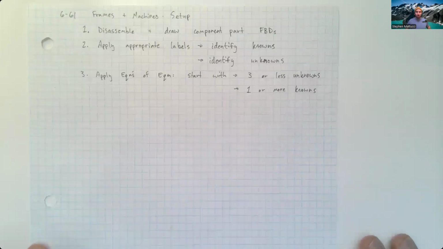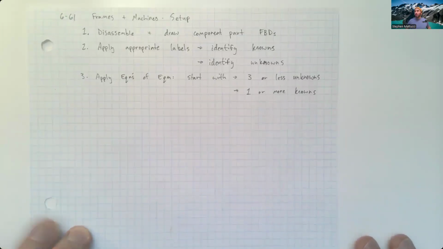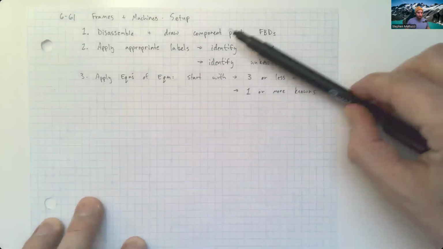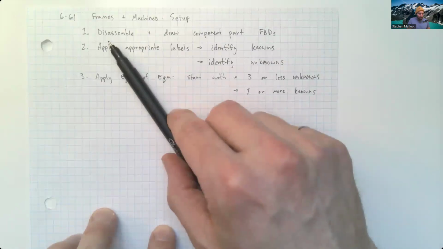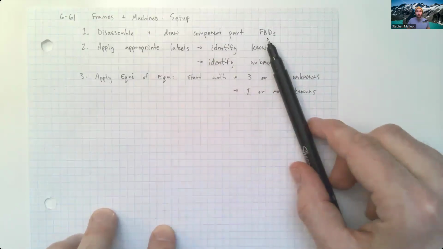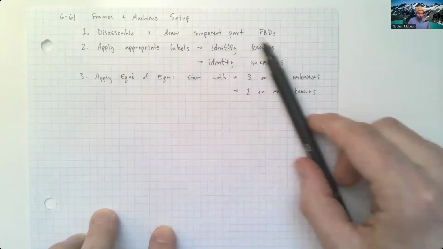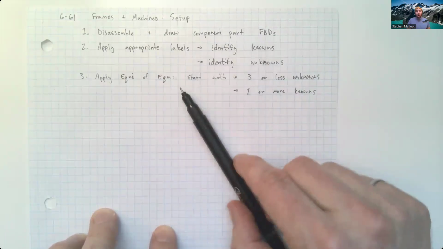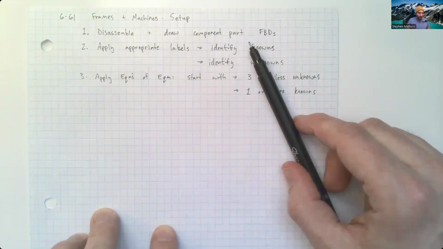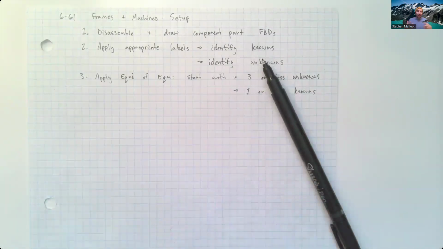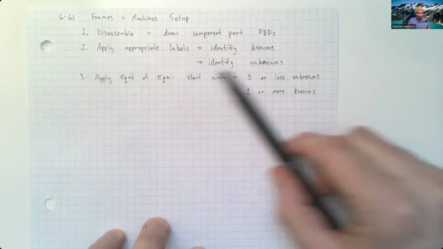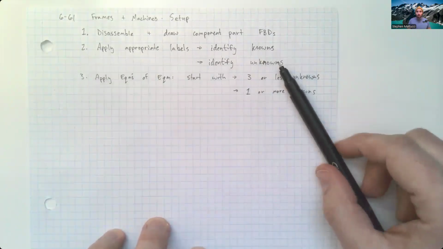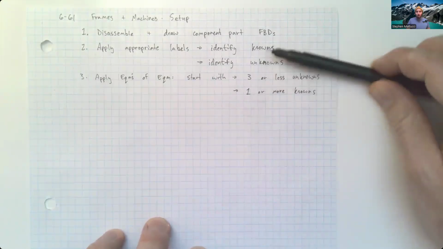Okay, so I've started setting up the problem here. This is going to be the same approach for any frame and machine problem. The first thing we want to do is disassemble and draw the component parts. Right away, this is a brand new set that we haven't seen yet, but we want to draw all the parts independently such that we're investigating it piece by piece. We want to make sure we're applying appropriate labels to identify our knowns and our unknowns. This is going to be particularly important for any of the connection points between bodies.